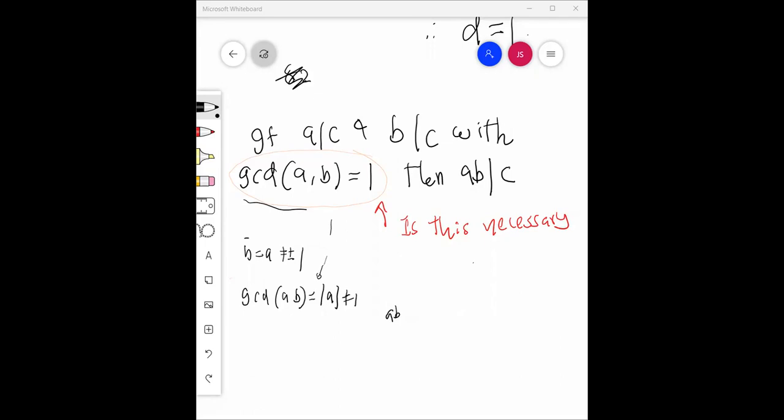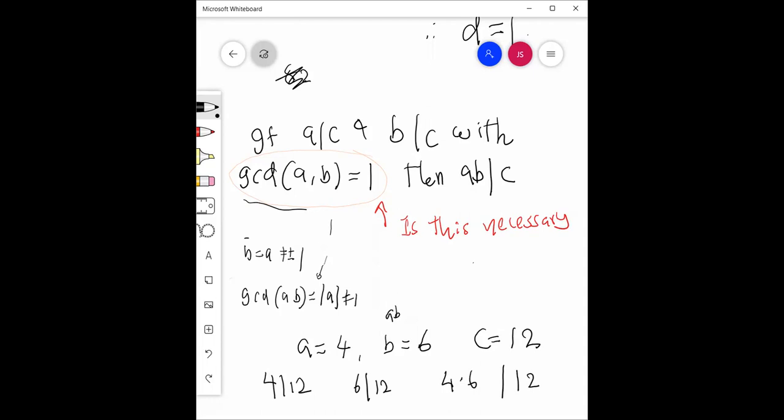So take A as, say, of course, A is equal to 4 and B is equal to 6 and C is equal to 12. See, now 4 divides 12 and 6 divides 12. But 4 times 6, that means 24, does not divide 12.